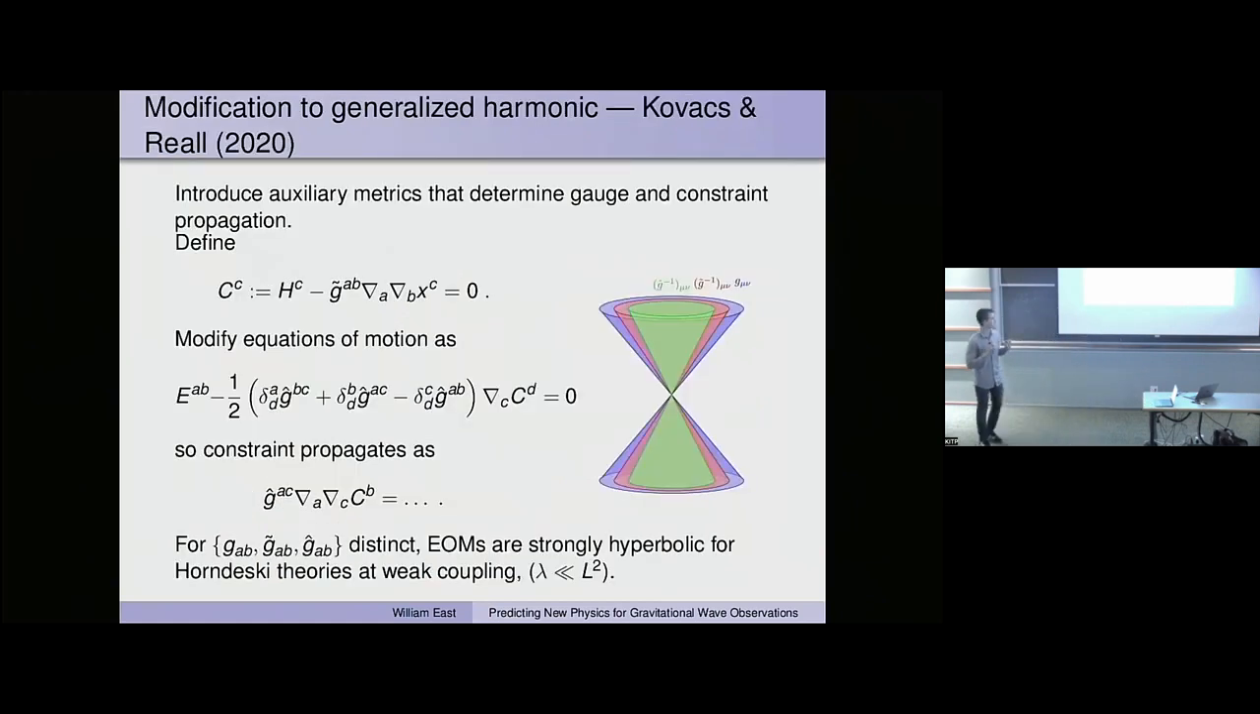I don't have to go through this in detail because Harvey just explained this to us this morning. So this is just my one slide to remind you of what he said. The way we're solving the full equations is to use this modification to the generalized harmonic formulation that Aaron Kovacs and Harvey came up with. The basic idea is you introduce two auxiliary metrics, one of which determines the light cone for the constraint propagating modes, and one of which determines the propagation of the gauge modes. If you choose these auxiliary metrics to be distinct from each other and the physical metric, then for sufficiently small couplings in front of your modified gravity terms, that is, small compared to all your relevant length and time scales, you're guaranteed to have strong hyperbolicity.